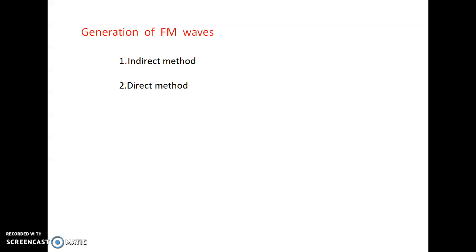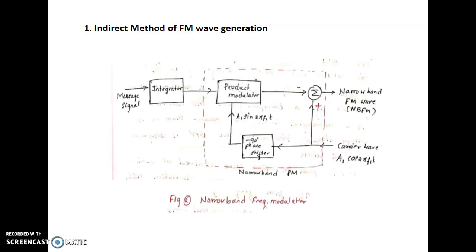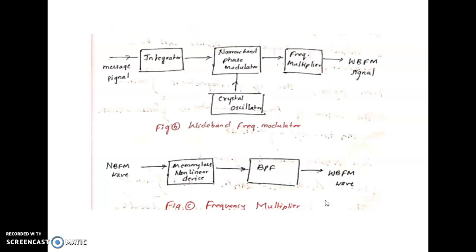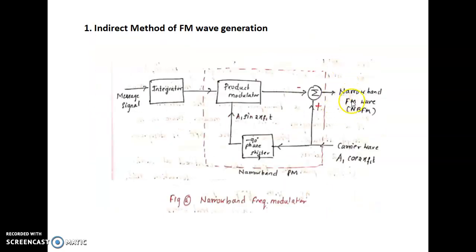So FM waves can be generated in two different methods. The first one is the indirect method. This figure shows the detailed block diagram for the indirect method of FM wave generation. As you can see, this is the integrator and this second part is your phase modulator. The FM wave that comes out of this block diagram is a narrowband FM wave.